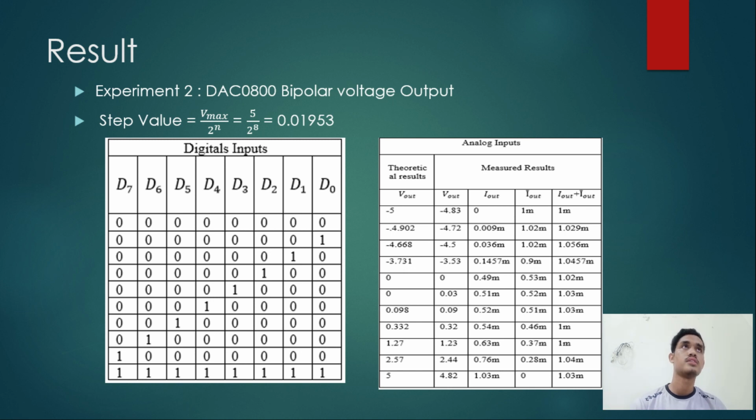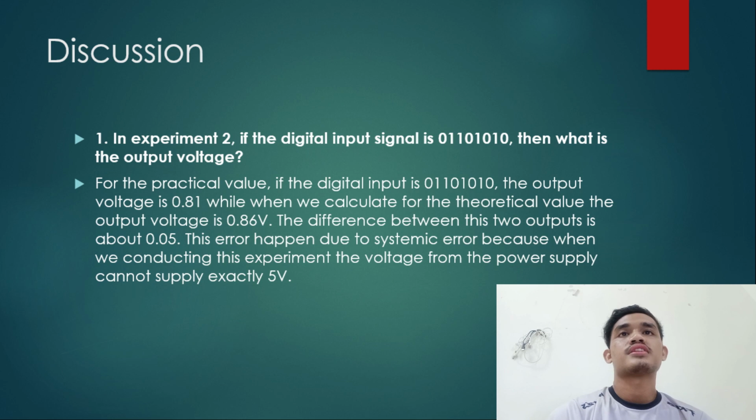Okay, this result is obtained by substituting the inputs that are given in the table. And last but not least, to find I out plus I bar out, we need to sum up all the values of I out and I bar out, and we obtain the value as stated in the slide. Okay, let's move to the discussion part.